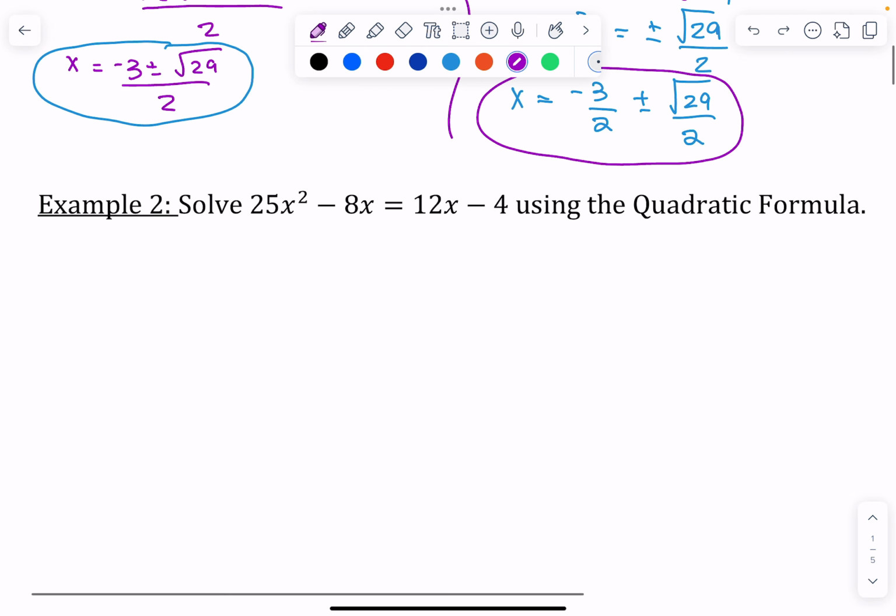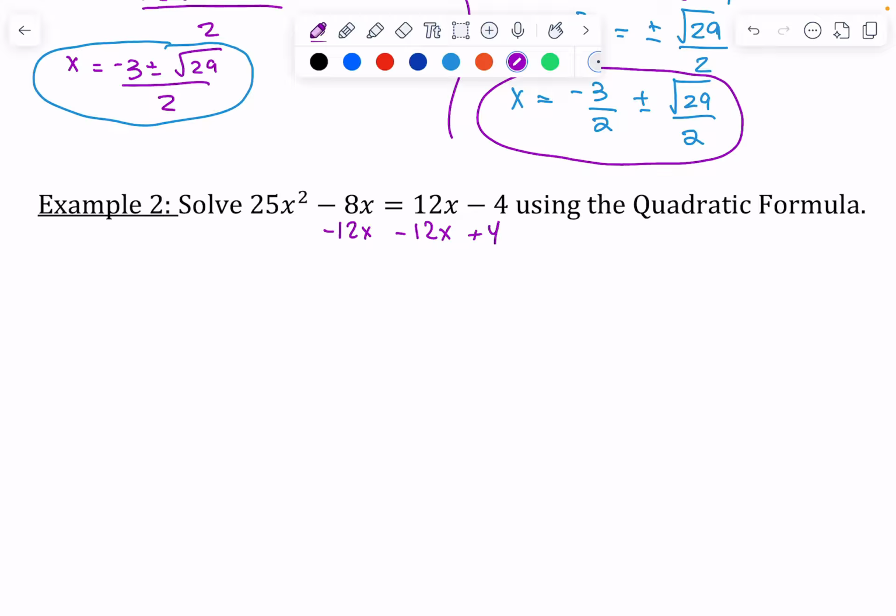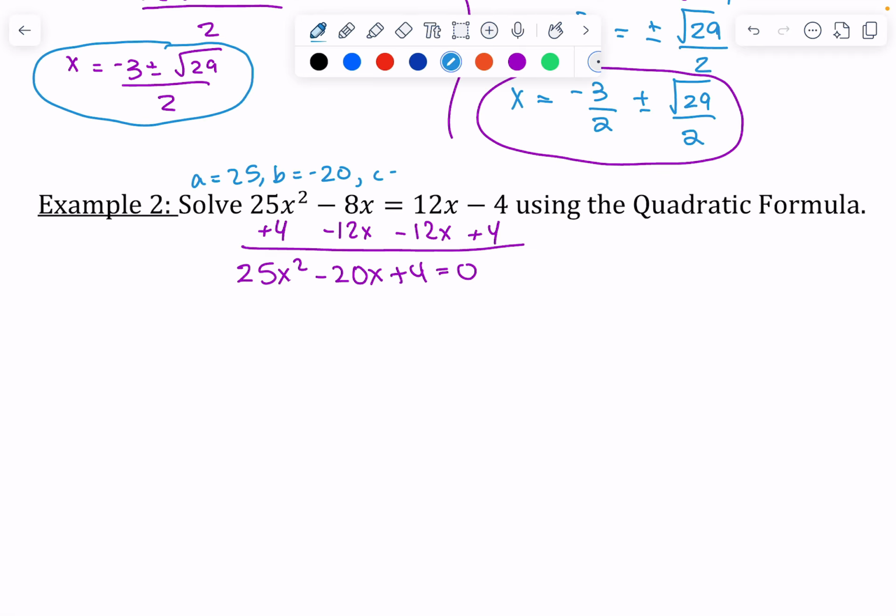Example 2. Solve this equation using the quadratic formula. Same thing as before, I need to move everything to one side. So I'm going to subtract 12x on both sides and add 4, which would give us 25x squared minus 20x plus 4 equals 0. Again, let's begin by identifying our a, b, and c values. a is 25, b is negative 20, c is 4.